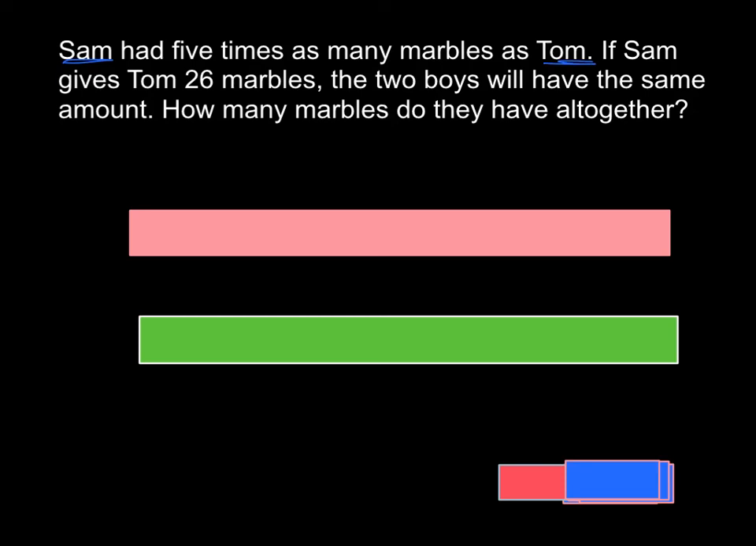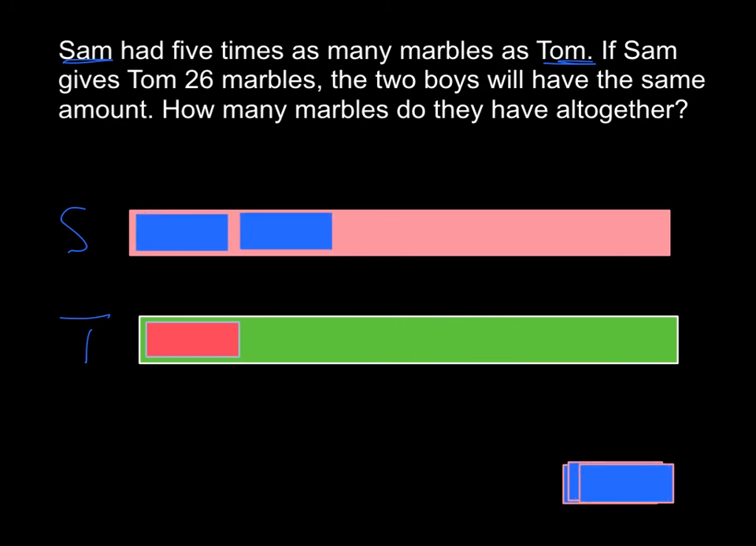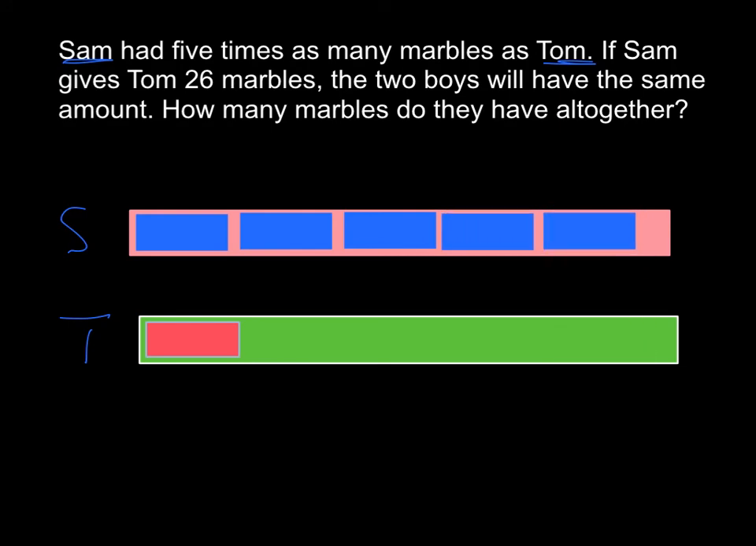I know that there's the two boys, and so I'm going to put Sam on this bar and Tom here. Now Sam had 5 times as many marbles as Tom. So if Tom has that many marbles, Sam has 5 times as many. 1, 2, 3, 4, 5. Okay, what else do I know? I know that if Sam gives Tom 26 marbles, very generous, the two boys will have the same amount. How many marbles do they have altogether?